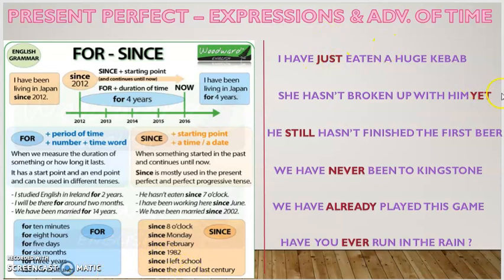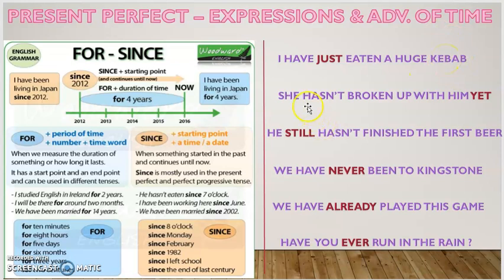Also, we have some expressions like these ones: just, yet, still, never, already, and ever. The expressions that I was talking to you previously. So this is the position, and this is an example about how to use it. The first one is, I have just eaten a huge kebab. Recién me he comido un gigantesco pincho chuzo de carne empalizado.